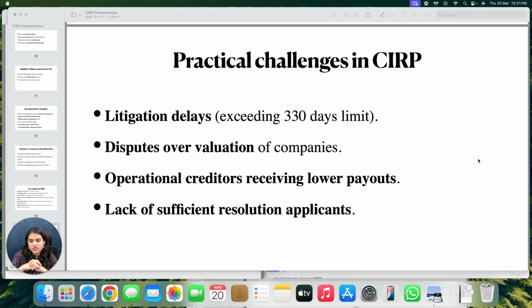And lack of sufficient resolution applicants, because of the absolute nature of the resolution plan, and because of the long drawn processes, and because of the growing disinterest in investing in the stressed asset market, there is a lowering number of resolution applicants. And there are also specific industries which face this issue more than the others.